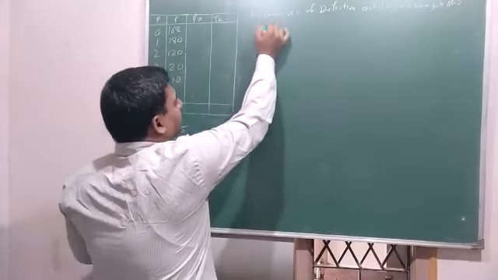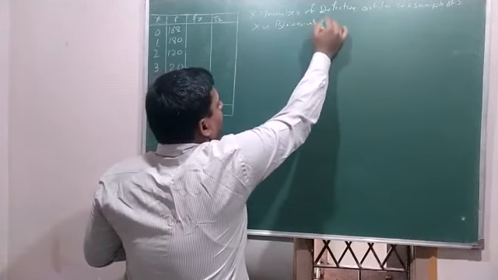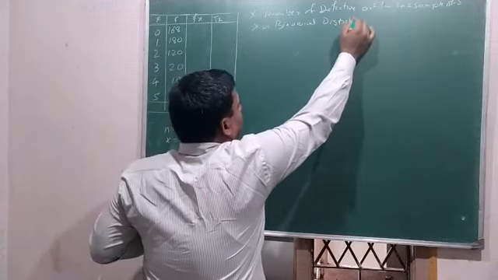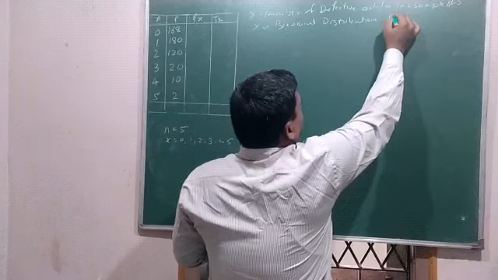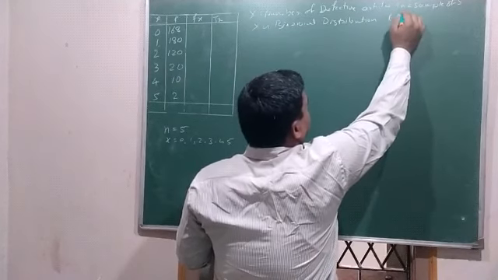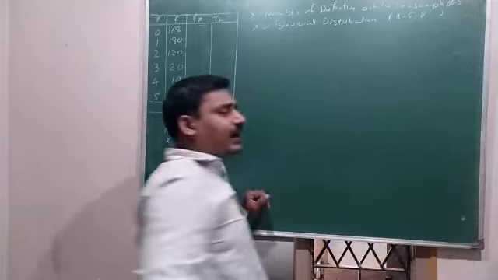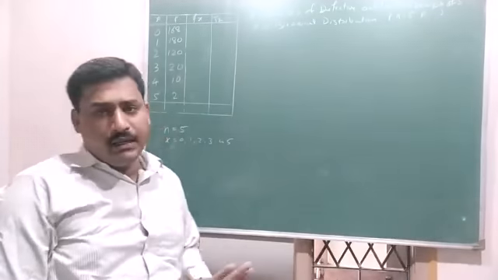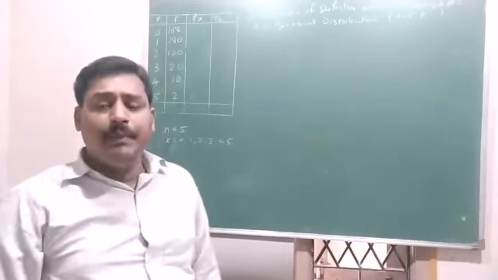So X follows a binomial distribution. We know n is equal to 5, where p we have to identify. We don't know what p is here. Next, how to get p?